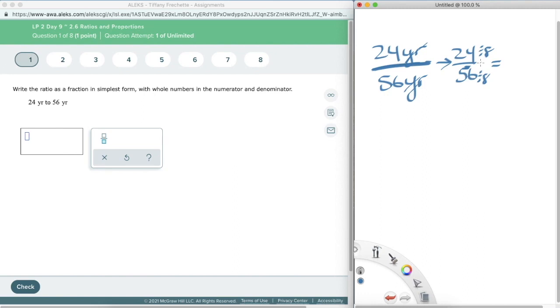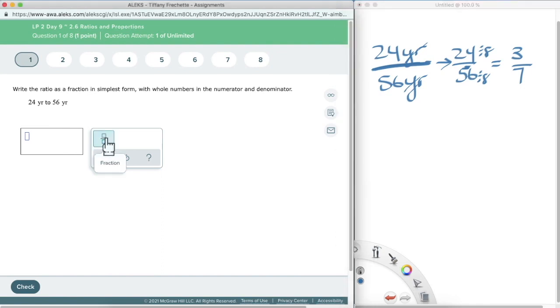I just might have to do the division more than once to get all the way to the end. Because if I do divide by 2, well, that's not going to be done. I'm going to have to divide by 2 again. And that still won't be done. I'm going to have to divide both by 2 again. So if I know the greatest common factor, I can just divide once. So 24 divided by 8 is 3. And 56 divided by 8 is 7. So that was definitely the greatest common factor because 3 and 7 are both prime and they cannot divide into each other. So 3 over 7.